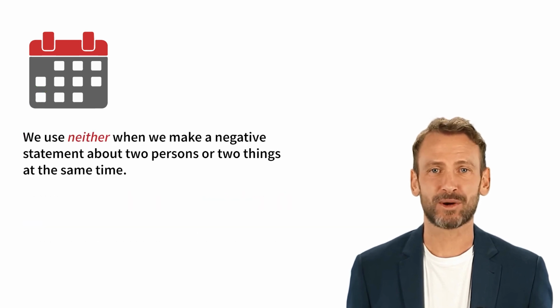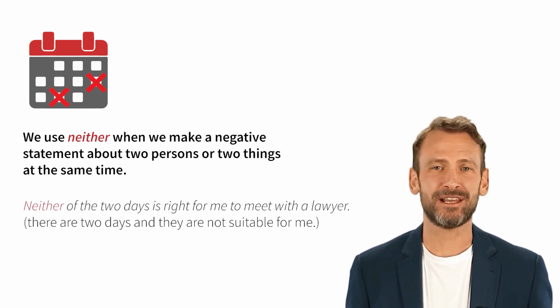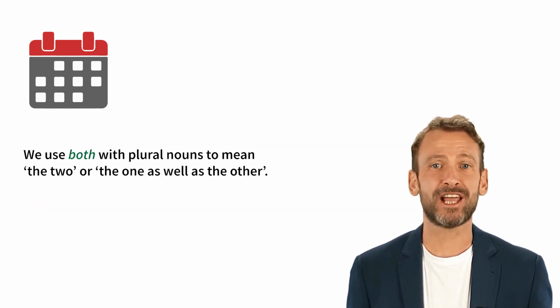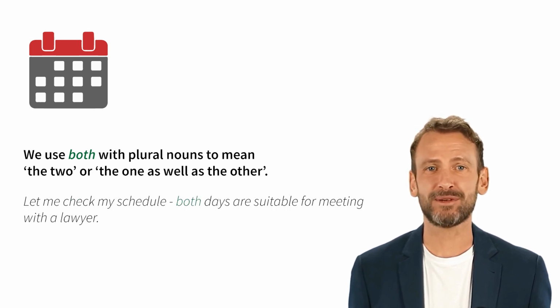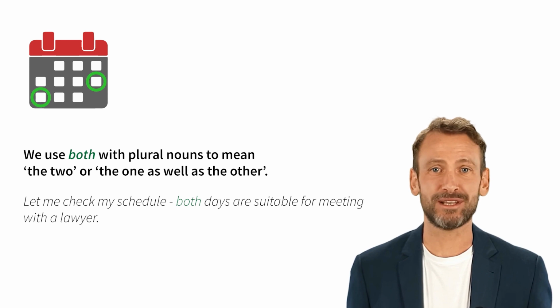We use neither when we make a negative statement about two persons or two things at the same time. Neither of the 2 days is right for me to meet with a lawyer. There are 2 days and they are not suitable for me. We use both with plural nouns to mean the two or the one as well as the other. Let me check my schedule, both days are suitable for meeting with a lawyer.